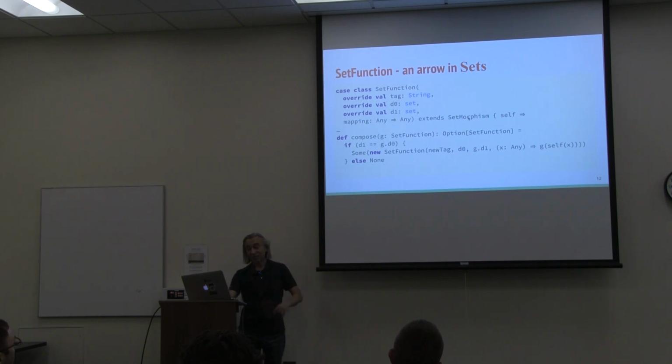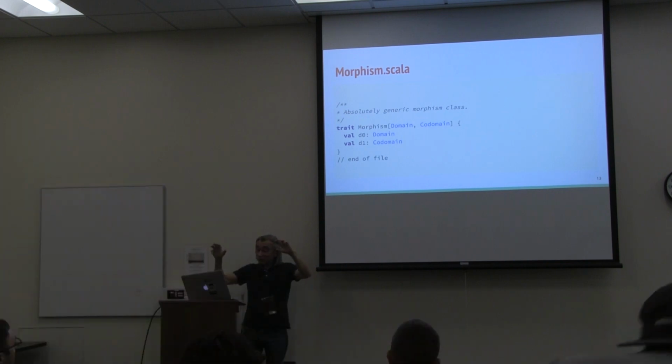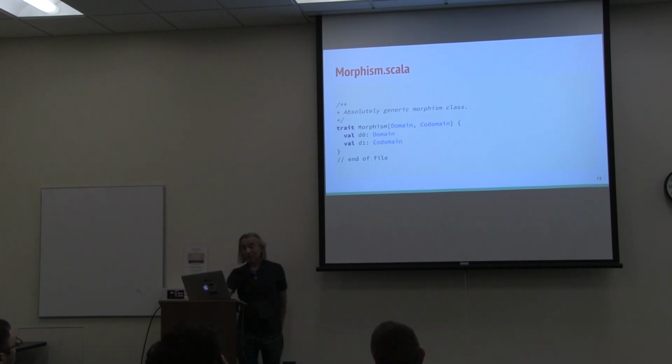And SetMorphism is a little bit more abstract than just this case class. So what does a morphism consist of? It has domain and codomain. It doesn't know anything about composition. Why? Because this thing could participate in different categories. Composition, generally speaking, is defined by a category, not by this small thing that just knows its domain and codomain. So that's why.